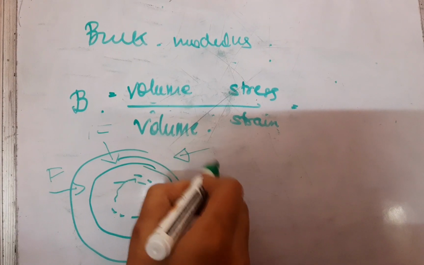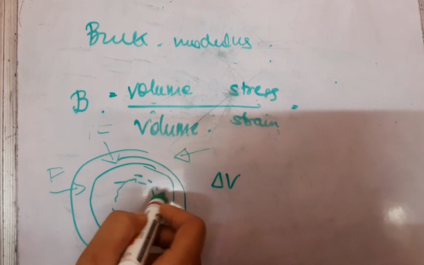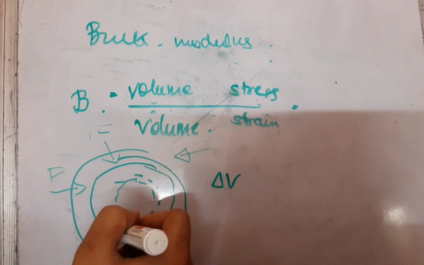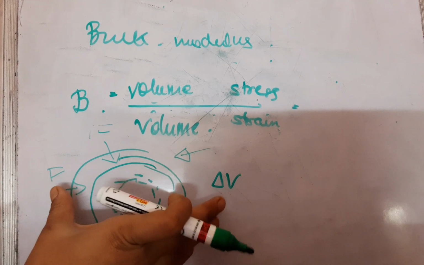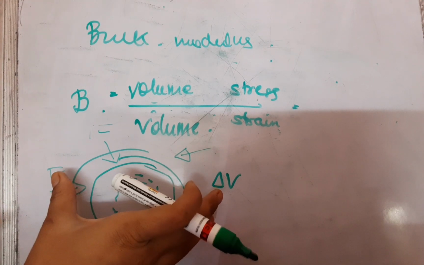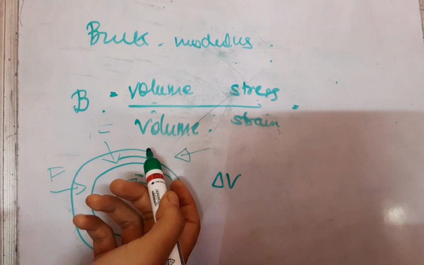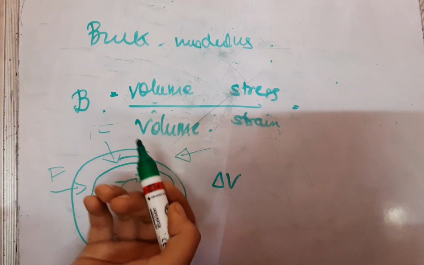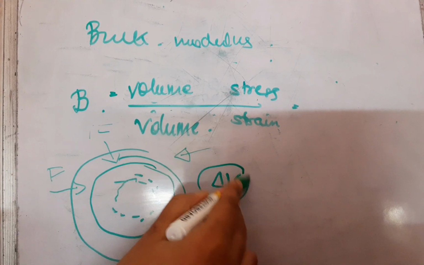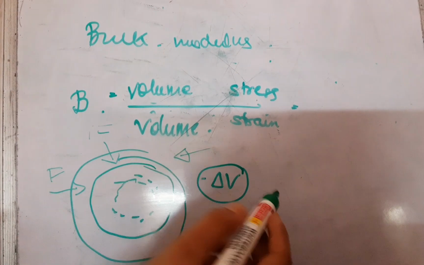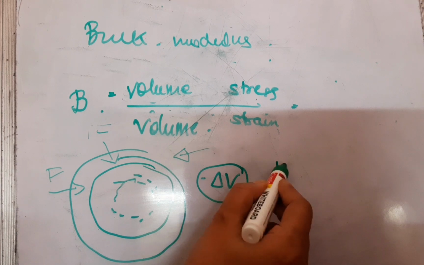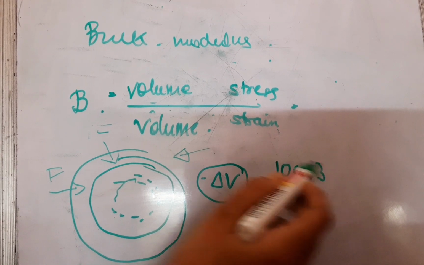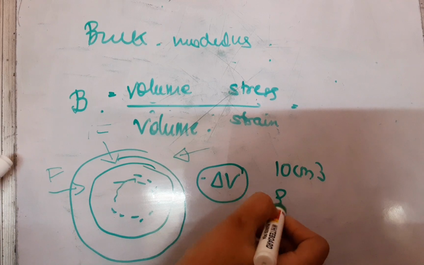So volume strain will be what? Change in volume. What was the original volume and what was the final volume? The final volume will be less, right? Because the object got compressed. As the object got compressed, the final volume will be less and the initial volume was more. So delta V, whatever the change in volume, that will come as a negative answer. Why? Because see, let us assume original volume was 10 centimeter cube. And after applying force, it became 8 centimeter cube.